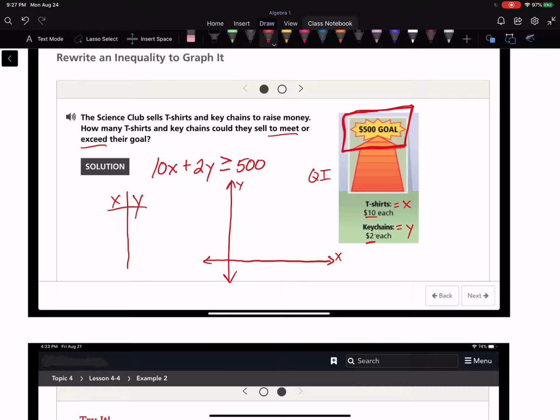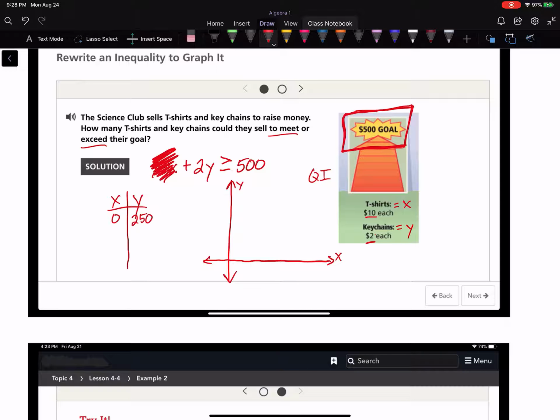So I can figure out what the graph is going to be. It's only going to be in quadrant 1 because I can't sell negative t-shirts and I can't sell negative keychains, so I only need the first quadrant. I am going to find the y-intercept by plugging 0 in for x. When I plug 0 in for x, I just cancel this out because that goes away, and I'm left with 2y is greater than or equal to 500. If you divide both sides by 2, you realize that 250 is your y-intercept.